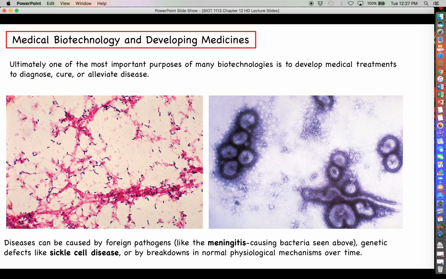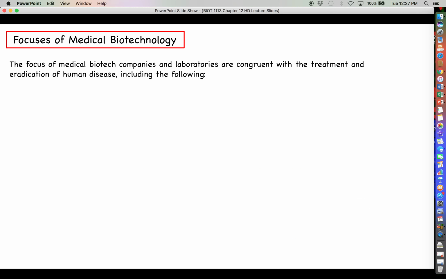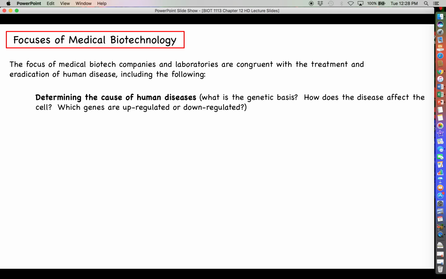Or we can talk about disease in the context of just normal breakdowns in physiological mechanisms over time, what we understand to be the aging process. So, a lot of the focus of medical biotech companies is going to be congruent with developing treatment and eventually eradicating human disease, including some of the following. Now, this is certainly not an exhaustive list, but this should give you a pretty good idea of what we're trying to accomplish with medical biotechnology.